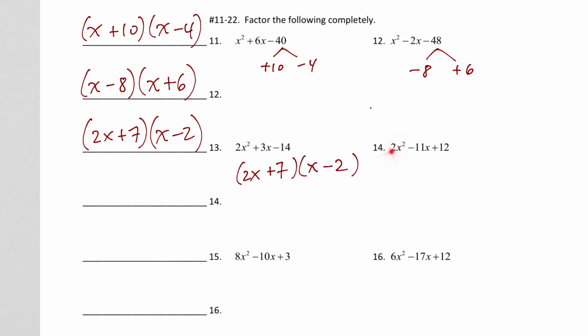I'll try this again using this method. The only factors of 2 are 2 and 1, so that's easy. I've got to put 2x and x. But this could be 12 and 1, 6 and 2, or 4 and 3.